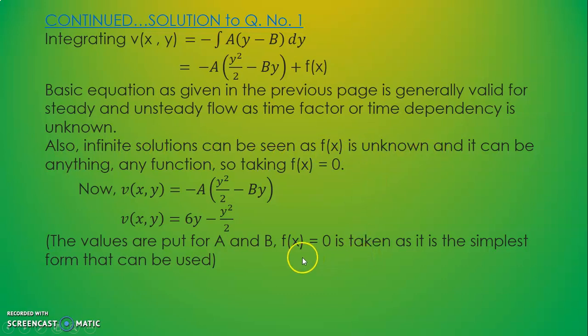So we are taking the simplest, f of x is equal to 0, and putting the values for a and b in the obtained equation for v of x comma y. We get 6y minus y square by 2. This is the required solution.